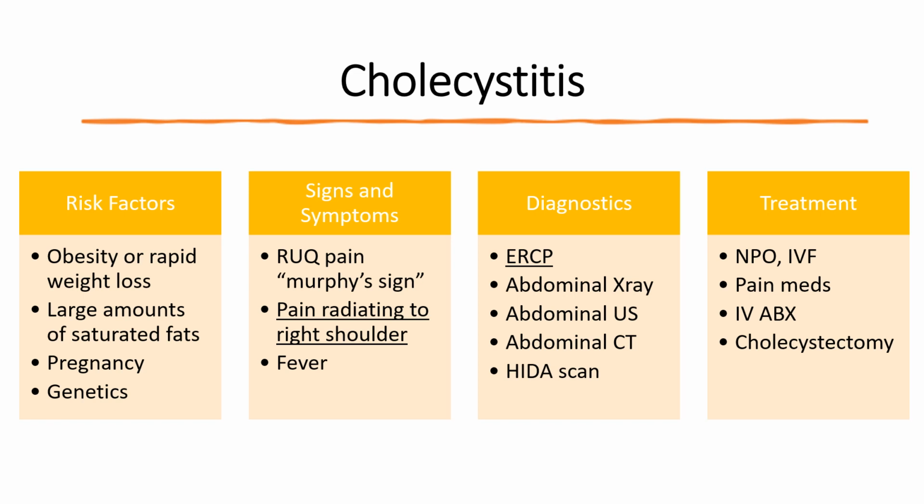Signs and symptoms are right upper quadrant pain, it could be epigastric pain. Pain may be referred to the right shoulder. When the right upper quadrant pain increases with palpation of that right upper abdomen during inspiration, that's called Murphy's sign.